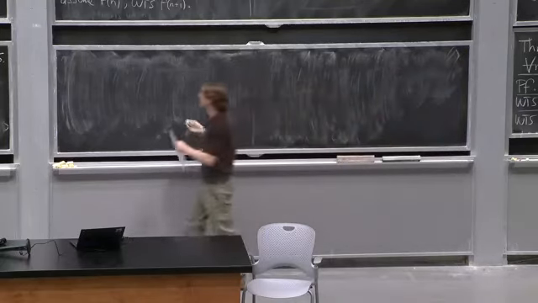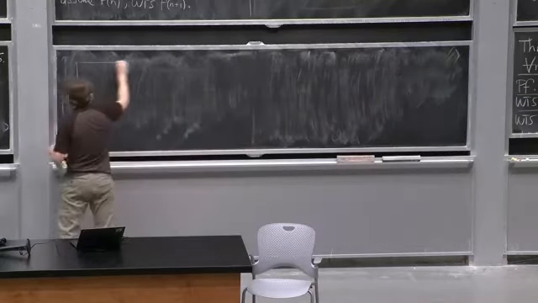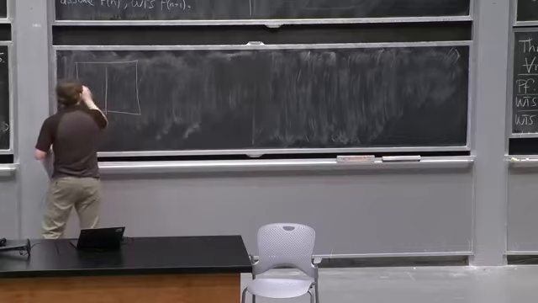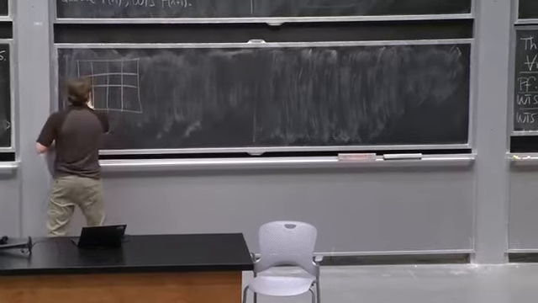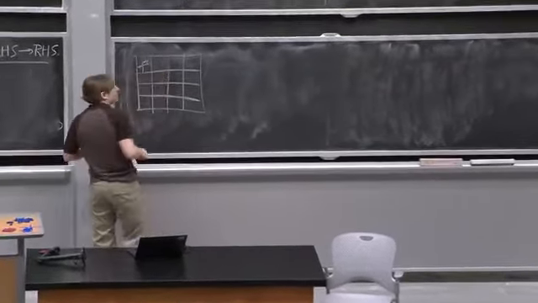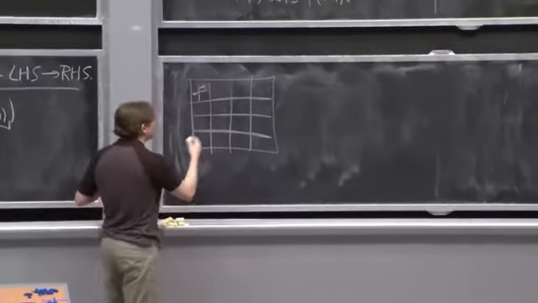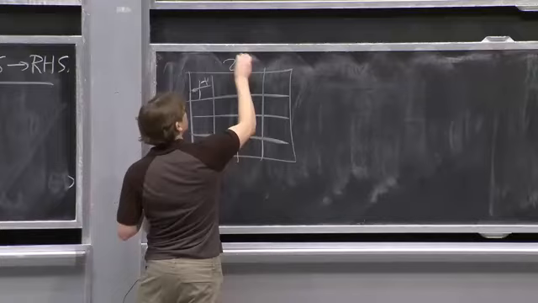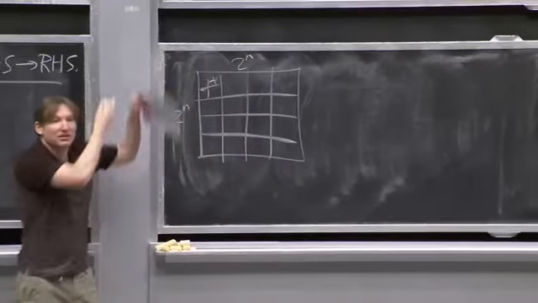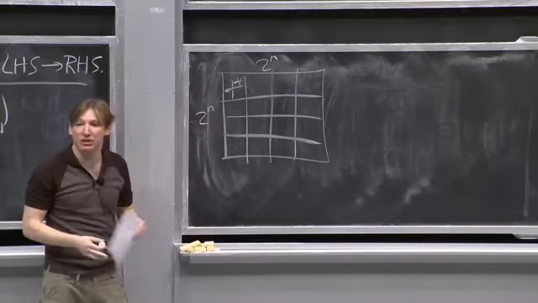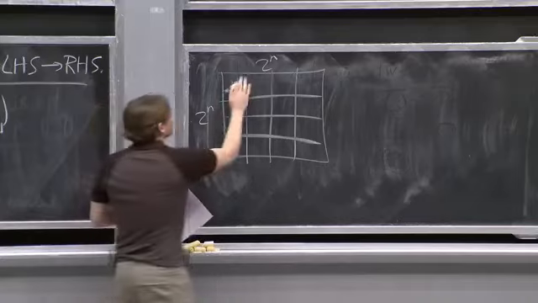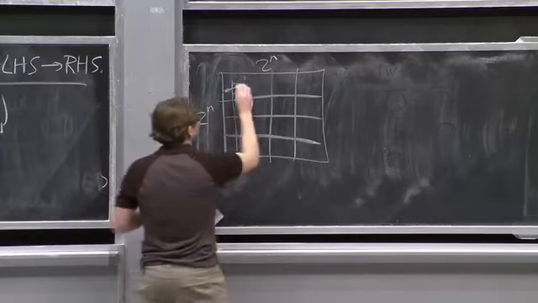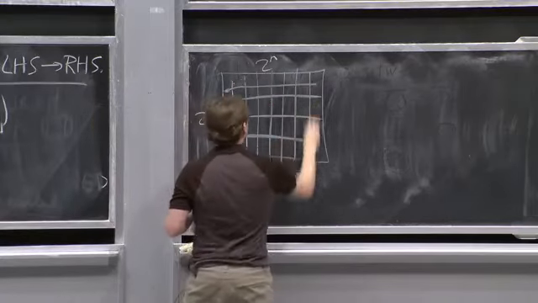So the story is like this. We have a big old courtyard, subdivided into lots and lots of tiny little cells. It's going to be 2 to the n tall and 2 to the n wide. So imagine like 64 by 64. It's a big old checkerboard. I'm just going to draw 8 by 8 because I don't have that kind of time.